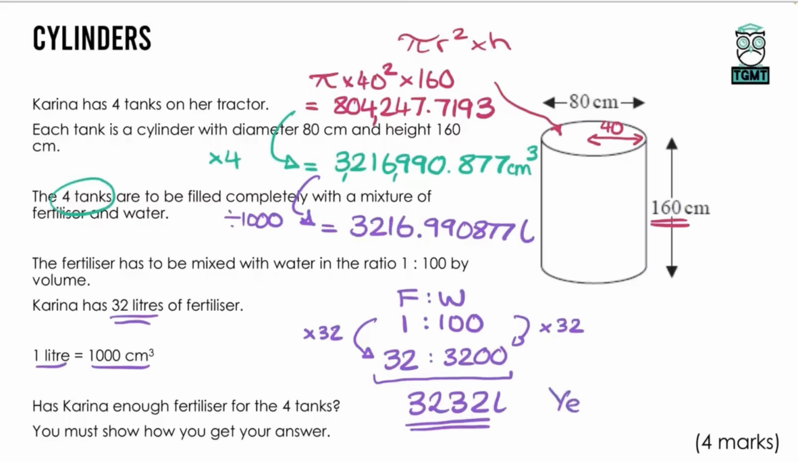So we would say yes, and you could write next to that, she will be able to fill the tank. You can write any sort of explanation you want with it because she has 3,232 litres and the tanks are only 3,216. So she is going to be able to fill them. And there we go. That was a functional volume question dealing with cylinders and having a little bit of ratios in there.